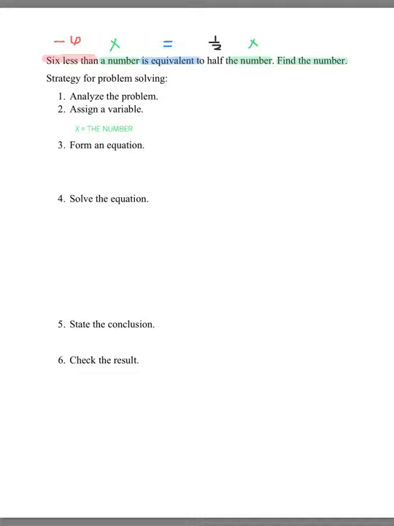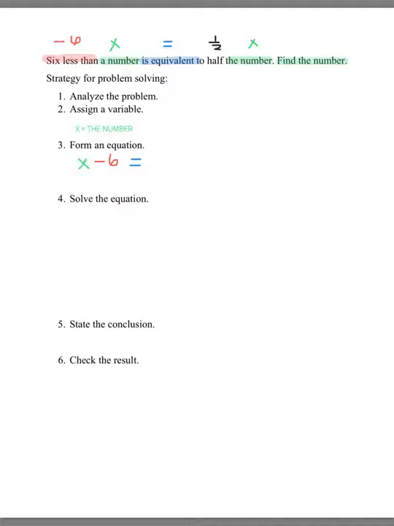So now we're going to go ahead and form the correct equation. So now we're going to start off with the equal sign in the middle. And then on the left side, it says 6 less than a number. So it says 6 less than. So what we're going to do is minus 6 from the number, which is represented by X. So now this is the correct format.